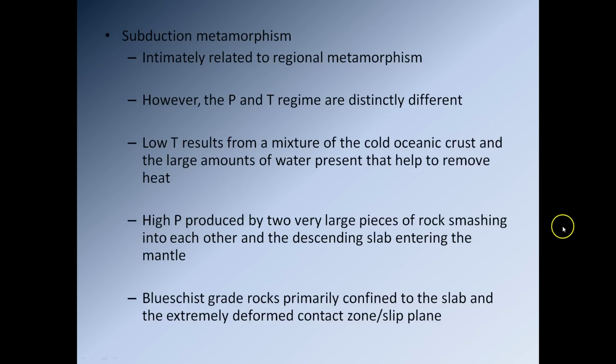Now, in the case of subduction metamorphism, it's considered to be low temperature, high pressure. It's high pressure because you've got two massive pieces of crust banging into each other and grinding past each other. So that's going to produce very, very high pressures.